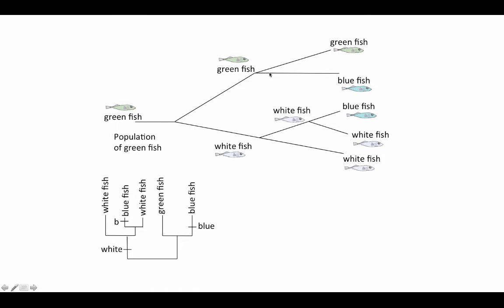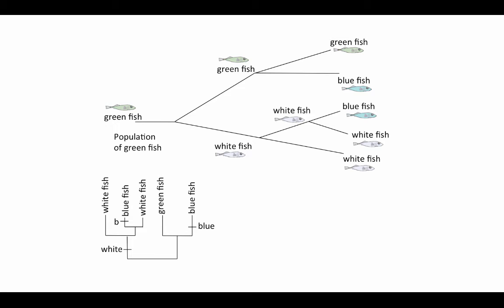In both lineages, there was an additional mutation that led to blue fish. So in this case, green fish split into green fish on one side and blue fish on the other side. There was a split here that led to two different species of white fish. They're different in some other way besides color. So we've got one species that continues on as white fish, one that undergoes another speciation event. One had a mutation that led it to express blue and became a species of blue fish, and then the other group retained the ancestral condition of being white.